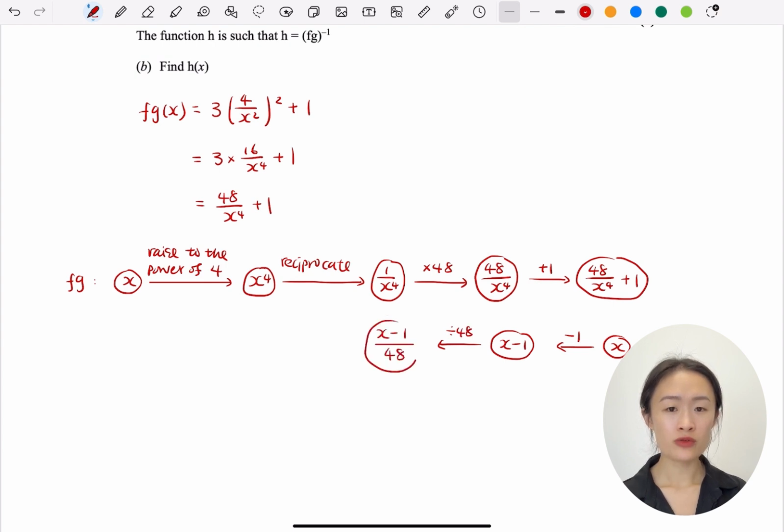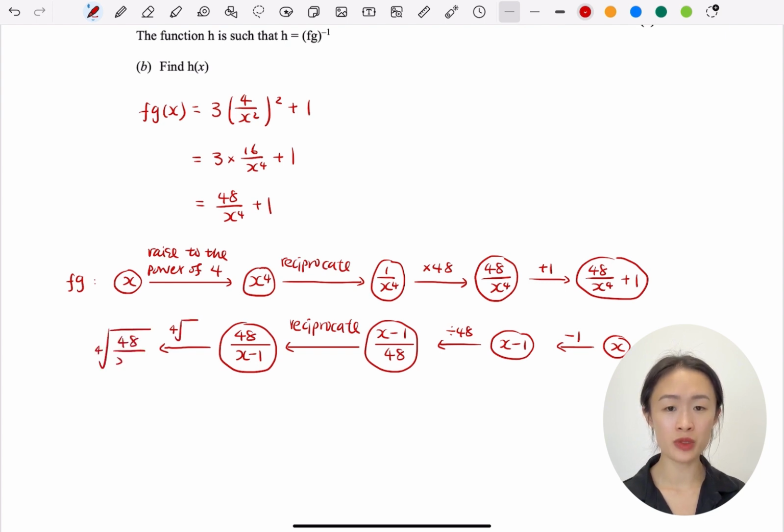The inverse of reciprocate is itself. So I need to reciprocate, that is 48 over x take away 1. And then I need to take the fourth root. That leaves us with the fourth root of 48 over x take away 1. And that is our final answer, h(x), which is fg inverse.